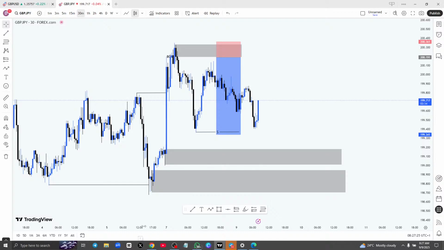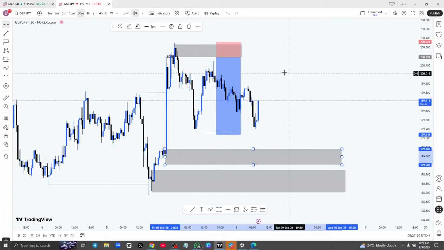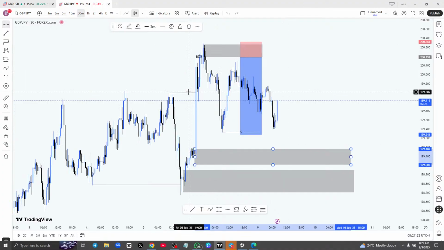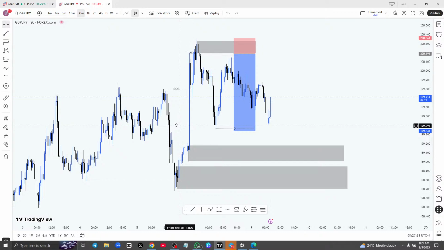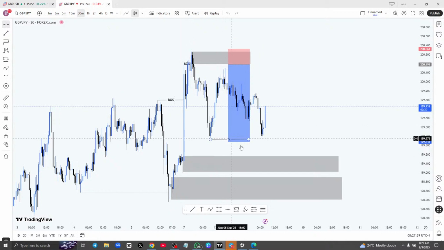So on GBP JPY, I'm waiting for either of these POI. Right, so I'll take my buy. Why am I now looking out for buys? Because this market is not likely gonna start selling. It broke structure to the upside, so we're meant to now start looking out for buys. The first POI I'm watching out for is this very one, then this very one.